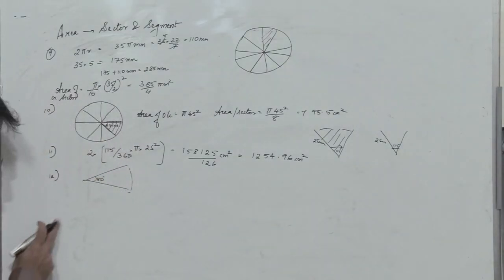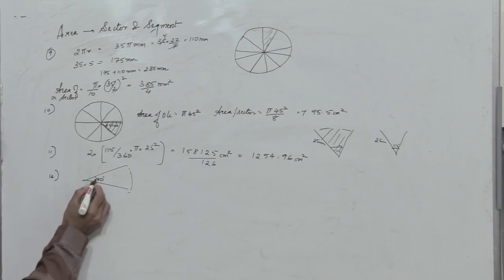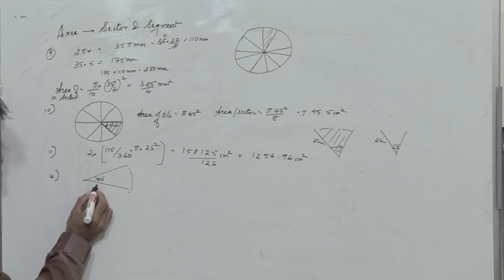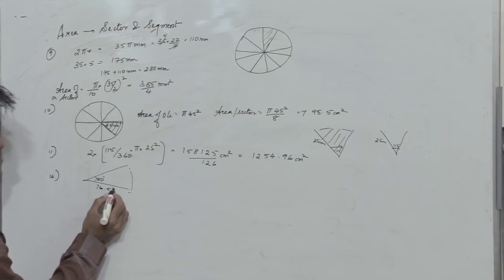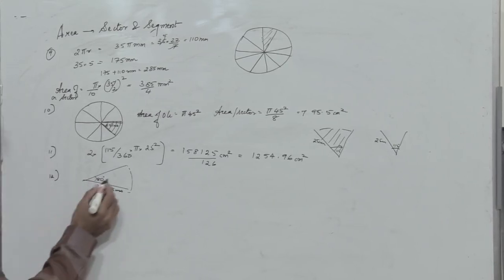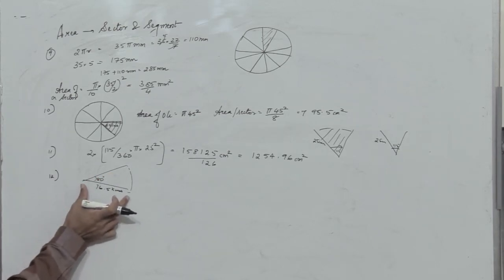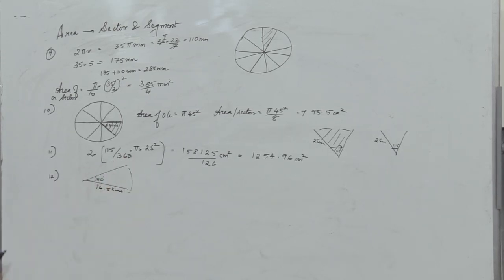Problem 12. To warn the ships of underwater rock, there is a red light which forms an angle 80 degrees and which beams the light up to a distance of 16.5 kilometers. So we need to find this area. So now this forms the radius 16.5 kilometers and the angle is 80.